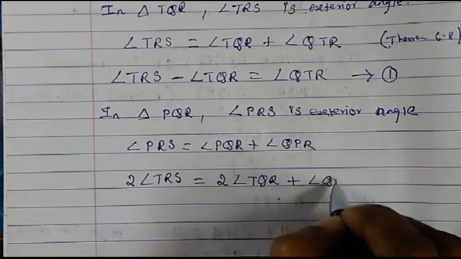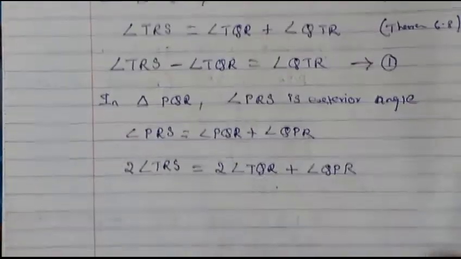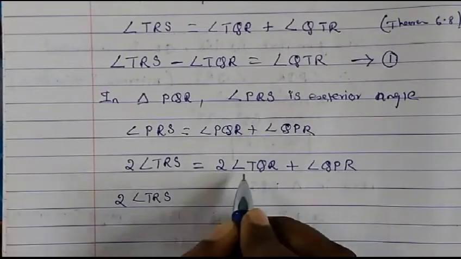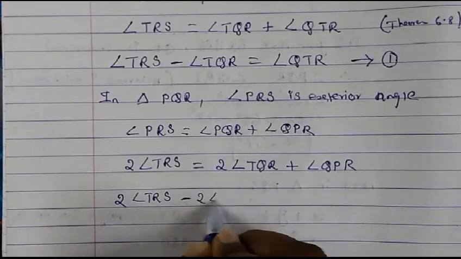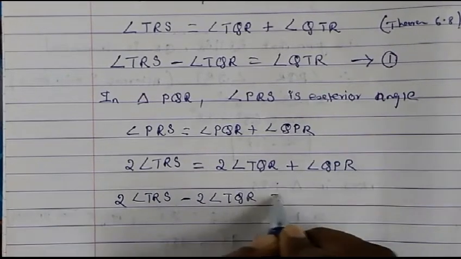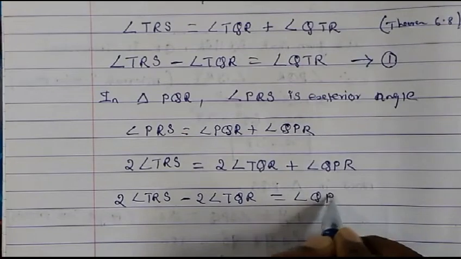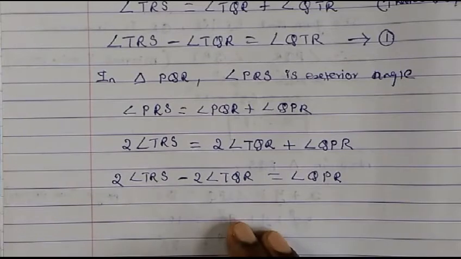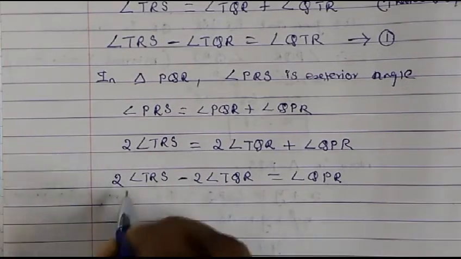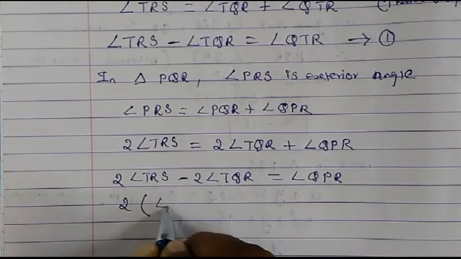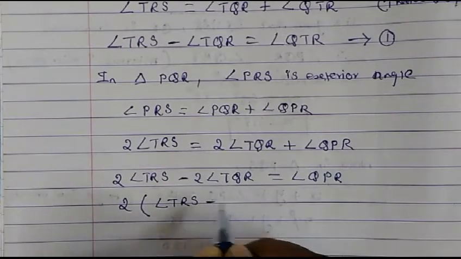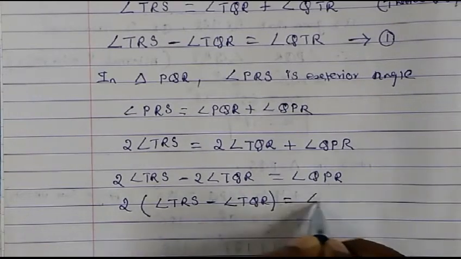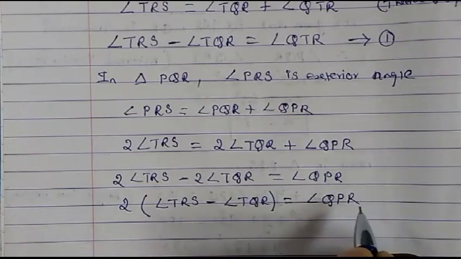Plus angle QPR. So now let's bring this to this side. So 2 TRS, when this comes to this side, becomes minus 2 TQR. And this let us keep as QPR. Okay, up to here clear? So now let's remove these two common terms. Then we write down TRS minus angle TQR equal to angle QPR.